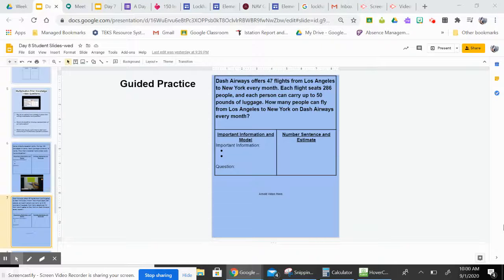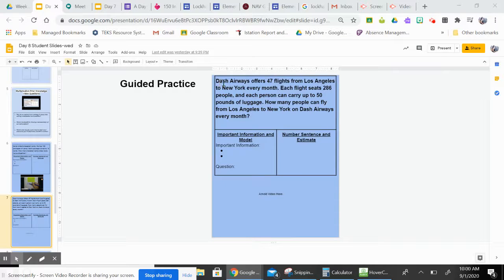Hello, little humans. We are going through the guided practice on day 8, slide 7. We're going to be looking at planning, finding the important information and the model, and creating a number sentence and estimating what our answer should be.